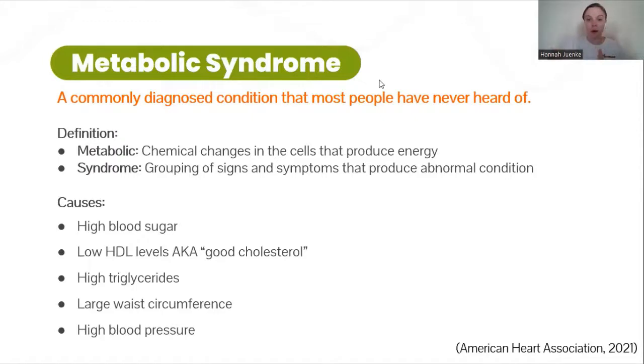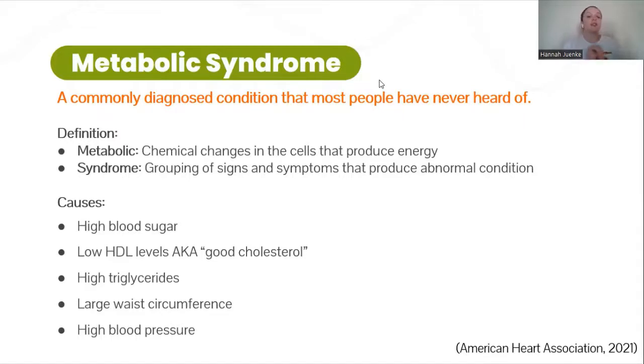So to break it up into parts, our metabolic system, this is where our body converts food and produces energy. We definitely need that, right? And then syndrome, this is a group of signs and symptoms that produce an abnormal condition, just metabolic syndrome.